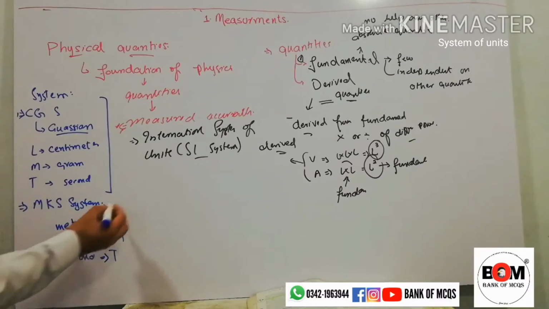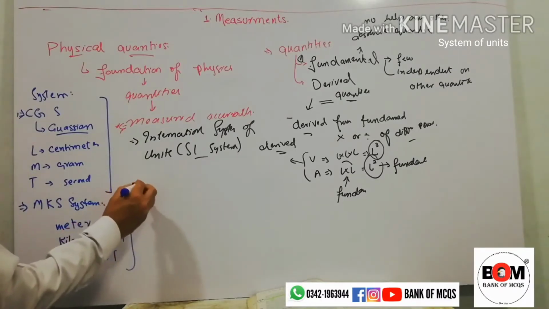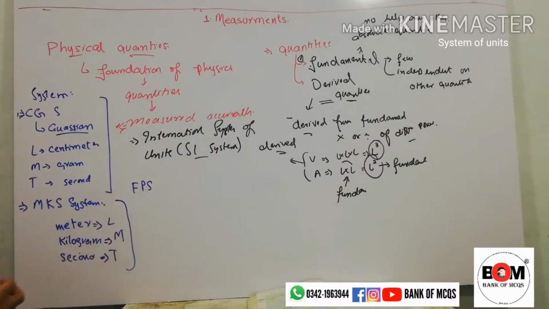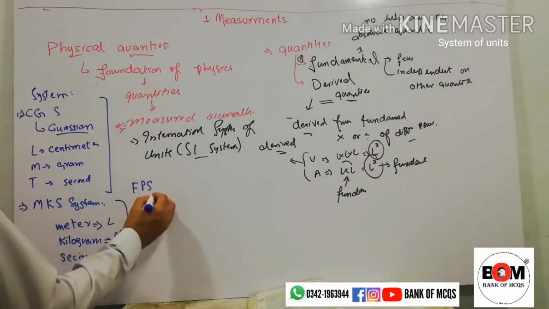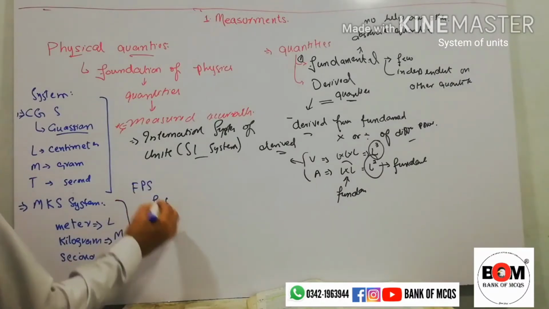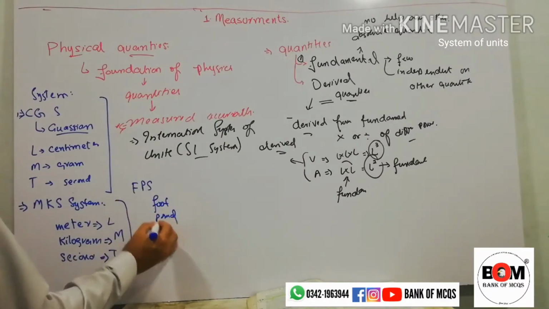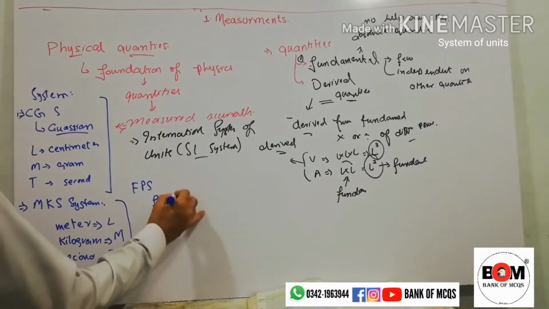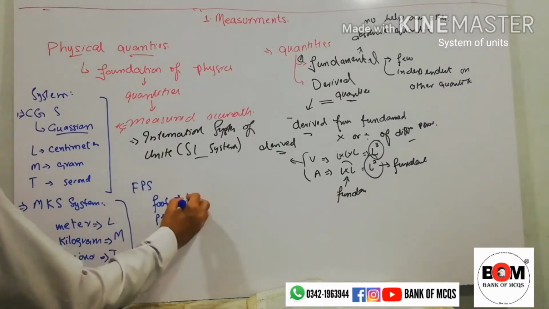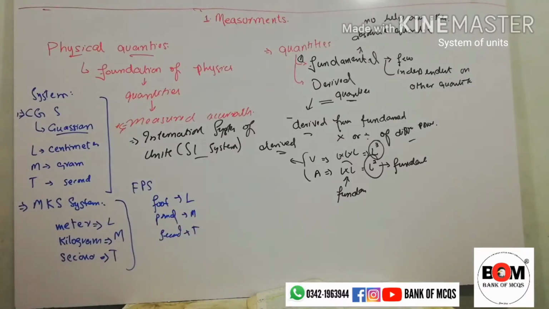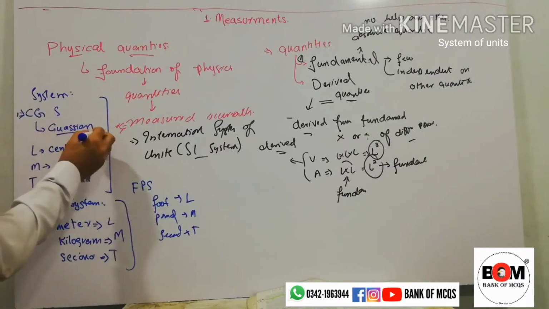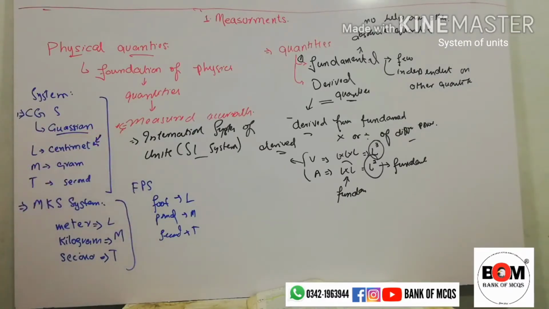We have another system that we call the FPS system. This is also called foot, pound, second. F means foot, P means pound, S means second. So in this system, length is measured in foot, pound for mass, and second for time. So different systems provide different units to measure length, mass, and time.